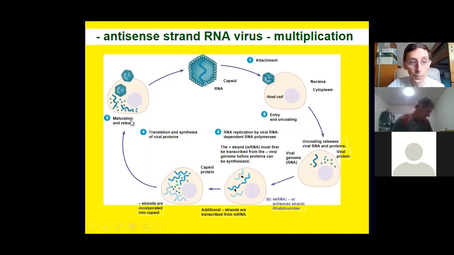And then the genomic RNA gets together with the viral proteins to make the new virions. And then that virion will be released from the cell either by lysis of the cell or by budding, depending on what life cycle the virus has. Any question about that?